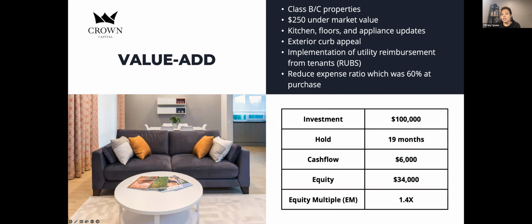And this is also talking about the business plan as well. One thing that was done was billing back of the utilities. The expense ratio was actually 60%, and upon exit, it's around 40%. Next slide.